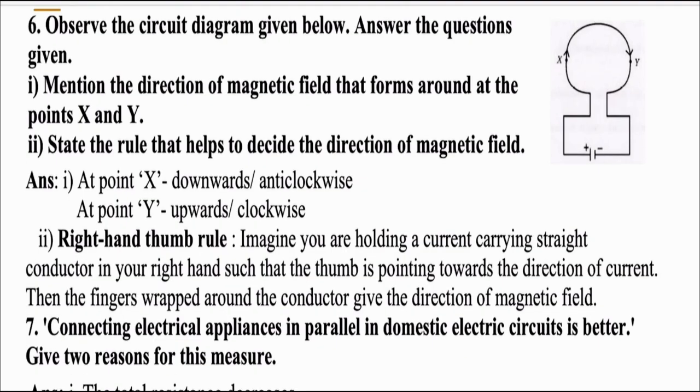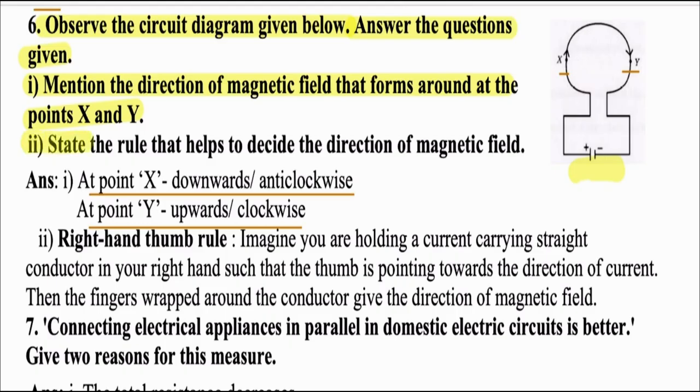Let's go to sixth question. Observe the circuit diagram given below. Answer the questions given. This is the circuit diagram. And question number 1. Mention the direction of magnetic field lines that forms around the points X and Y. So for first question, the answer is at point X. At this point and this point they are asking magnetic field lines. So the answer is at point X downwards are anti-clockwise and at point Y upwards are clockwise. The reason is given in next question.